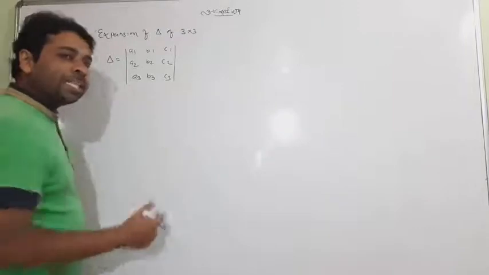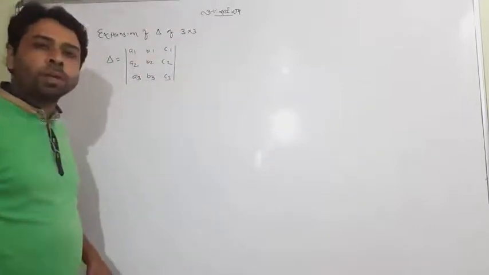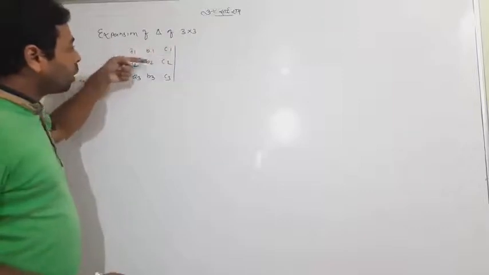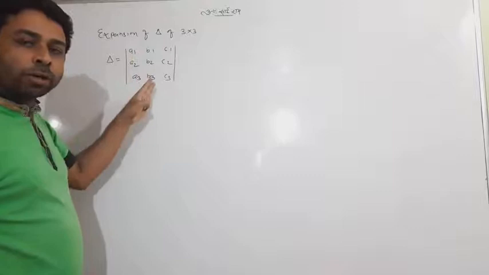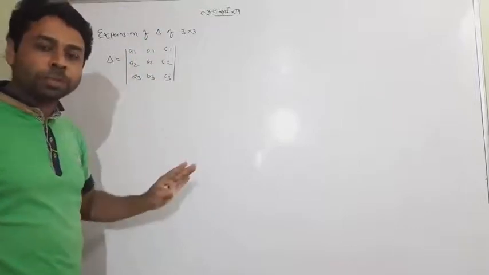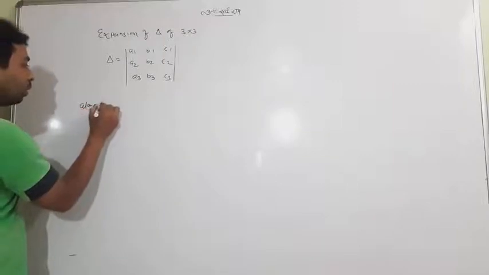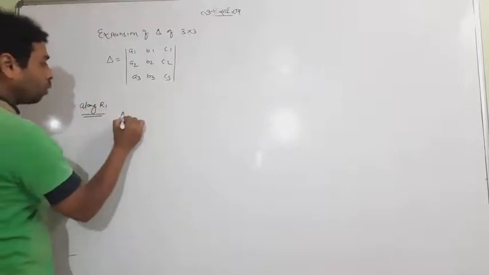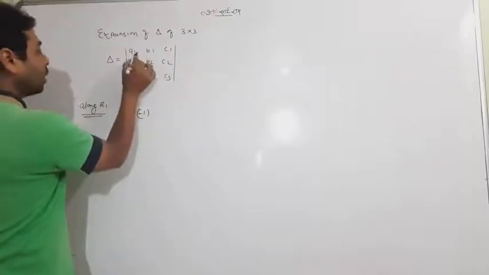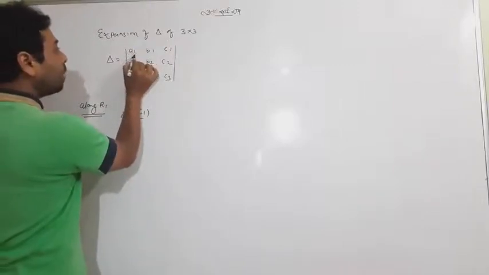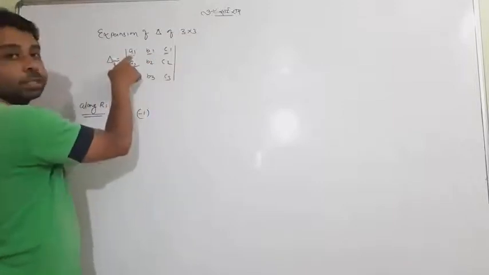Besides that, this particular determinant can be expanded along the first row, or along the second row, or along the third row, or along the first column, the second column, or the third column, in 6 ways. I taught you yesterday how it opens along the first row. In the first row, what elements do we have? A1, B1 and C1. First of all, I'll go with this.